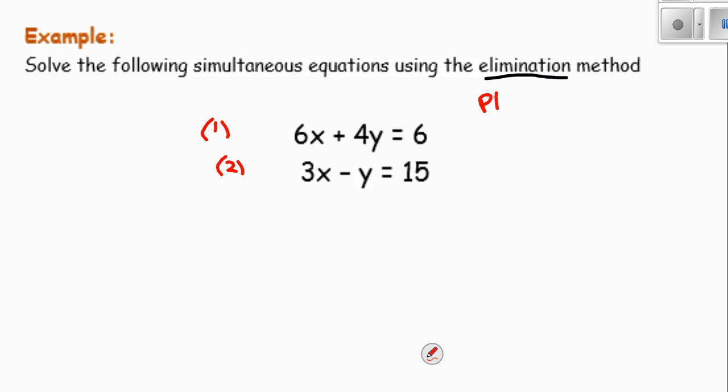Now let's write out our little plan. You could either choose to eliminate the x, or you could choose to eliminate the y. Doesn't matter. In my case, I'm going to choose to eliminate the x, because I could easily do that by doing equation 1 subtract 2 times equation 2. That would make 6x minus 6x. If I was to eliminate the y, I would do equation 1 plus 4 times equation 2, which would make 4y plus negative 4y.